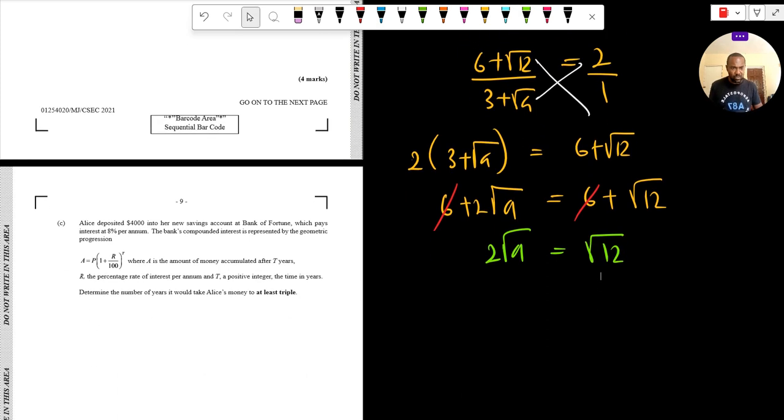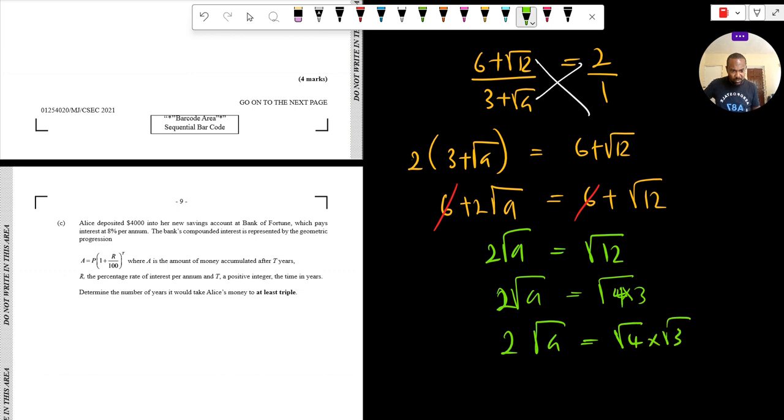And let's see if we can actually simplify root 12 using surds. Yes, we can. We can say root 12 is the same thing as root 4 times 3, right? And so we get 2 root a is equal to root 4 times root 3. And so 2 root a is equal to 2 root 3, which of course implies that a is equal to 3. So there we have it, a is equal to 3.